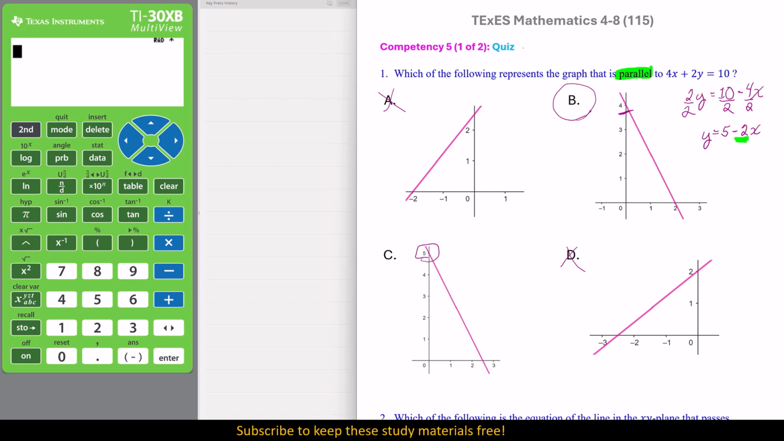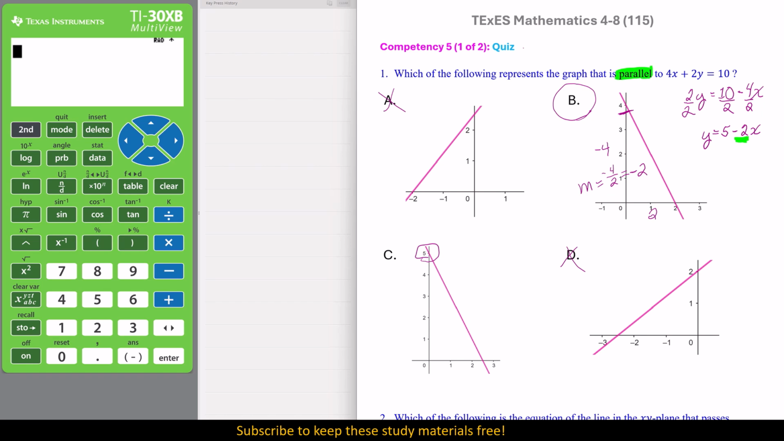Now let's look at the slope. Does it have the same slope? We want a different b, same slope. Okay, I see minus a 4 and a 2, rise over the run. So m equals minus 4 over 2, which is, oops, I need that negative in there, which is a negative 2 slope. So that checks to be parallel. So I'm going to say B is our option.